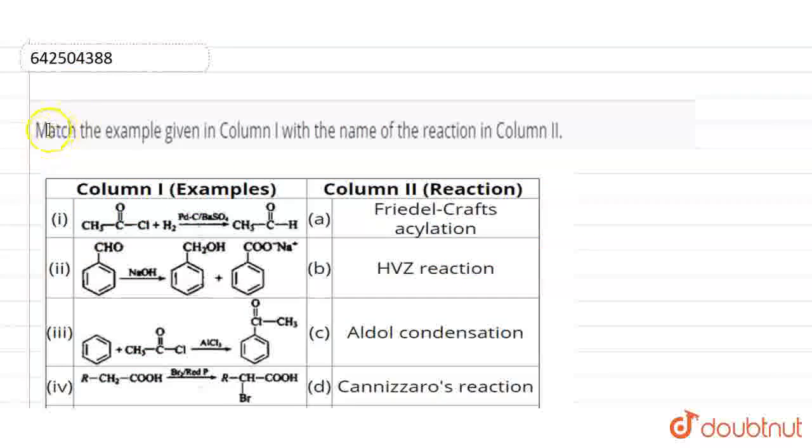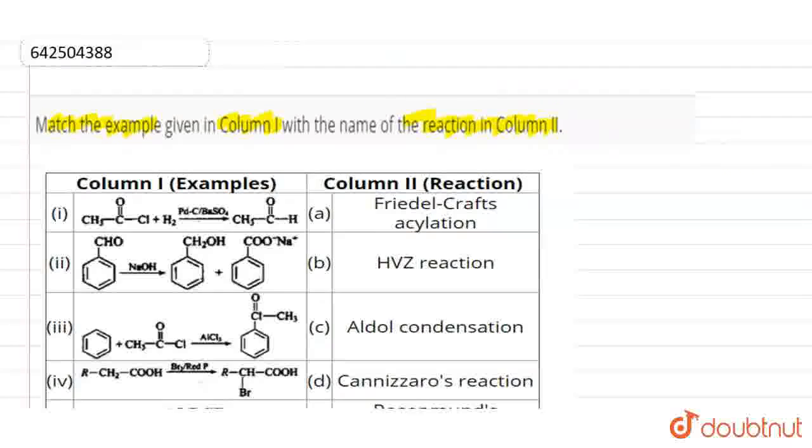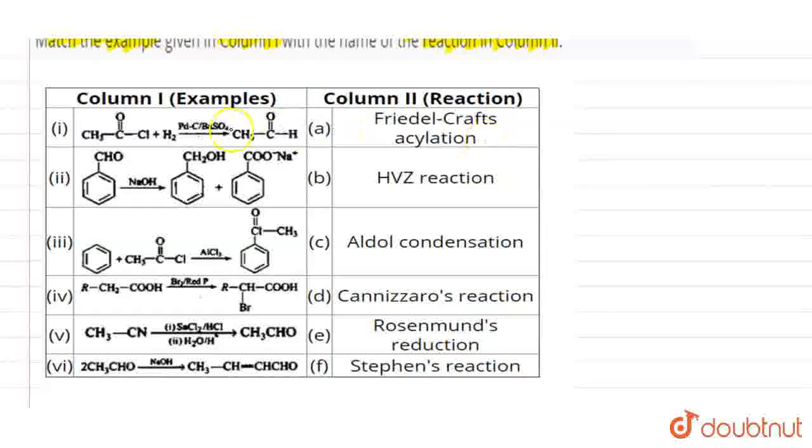Hello students, so in the given question, match the examples given in column 1 with the name of the reaction which is given in column 2 here, right? Okay, so here we have a table of column 1 and column 2. In column 1 we have the examples of the reactions, and in column 2 we have the names of the reactions here. So we have to match them for the correct one here, right?